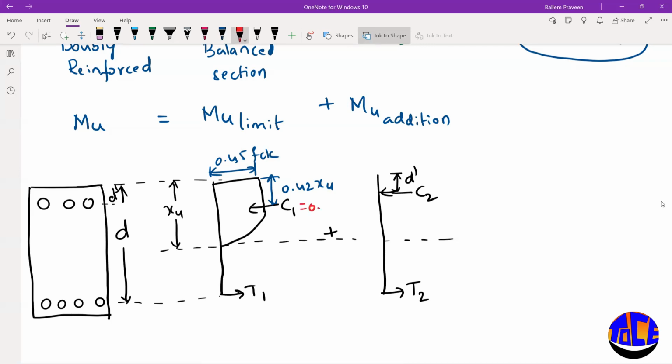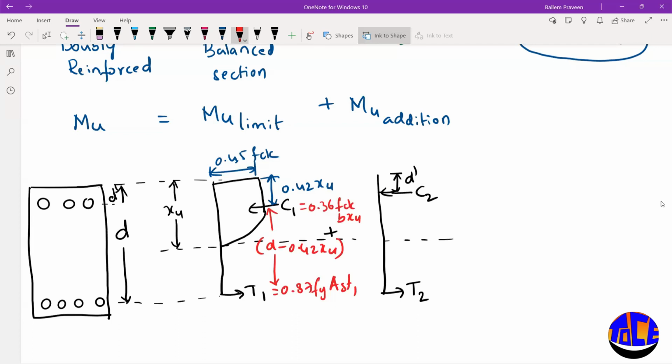C1 is equal to 0.36 fck b into xu, and what is T1? 0.87 fy, the stress, into Ast1, right? So I think you know the lever arm. The lever arm will be d minus 0.42 xu. So this is the lever arm.